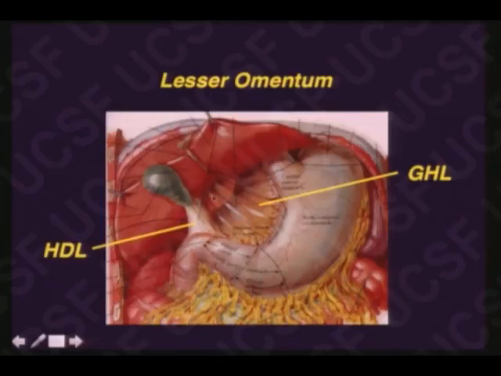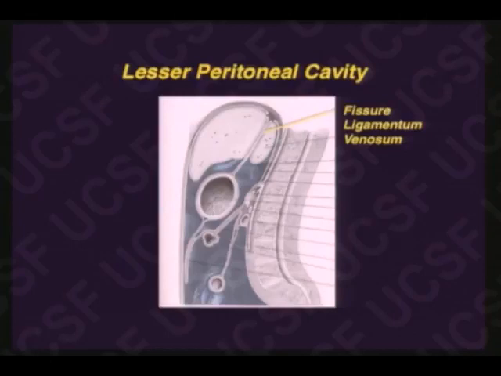The lesser omentum is comprised of the larger gastrohepatic ligament and the smaller hepatoduodenal ligament. Again, from a fluid collection perspective, we're far more interested in the gastrohepatic ligament. But in day-to-day imaging, we're far more interested in the hepatoduodenal ligament because it has the portal triad in it. We're interested in the portal triad in every patient. We're only interested in the gastrohepatic ligament in a minority of patients.